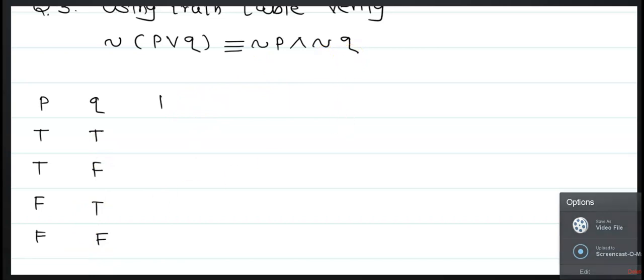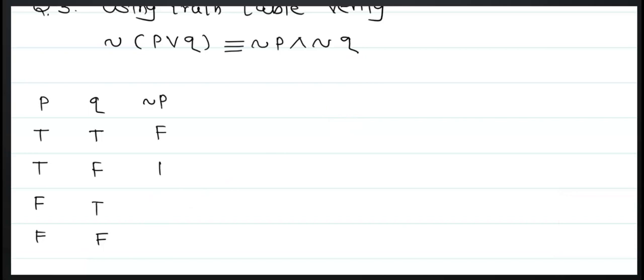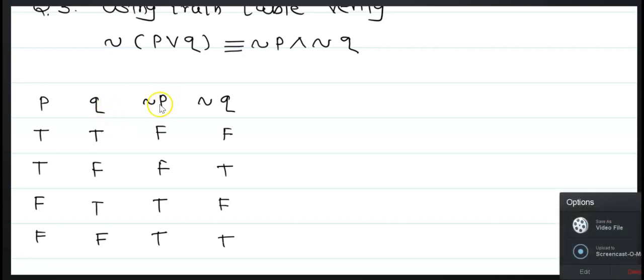Then negation of P, negation of Q. Negation of P means what? Negation of T is F, T is F, F is T, F is T. Negation of Q: T is F, F is T, T is F, F is T.